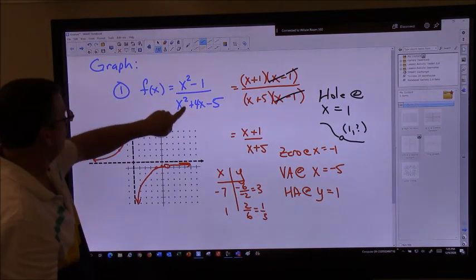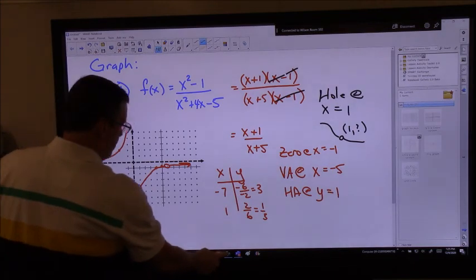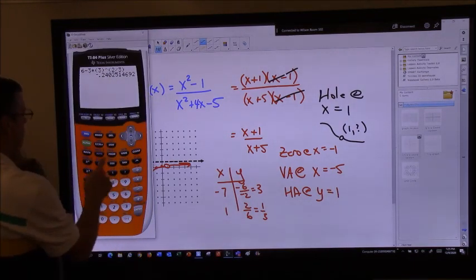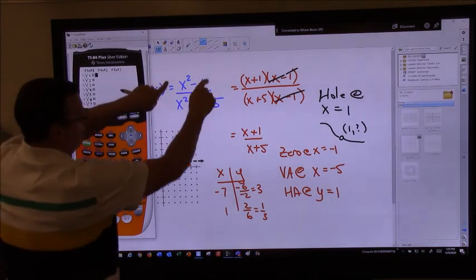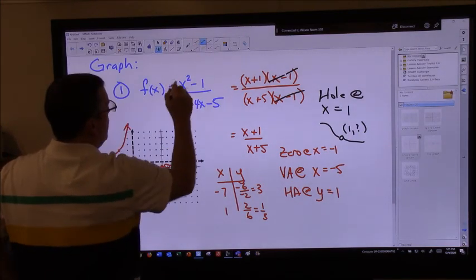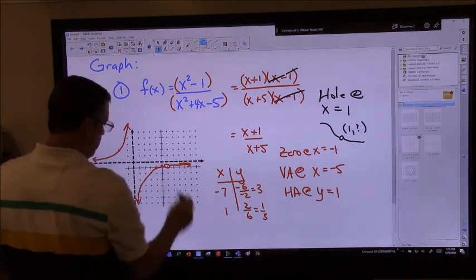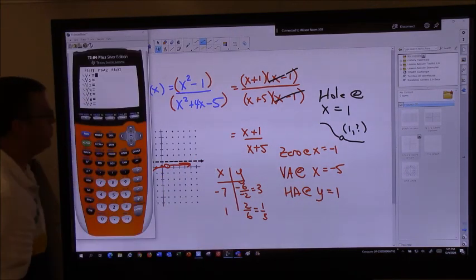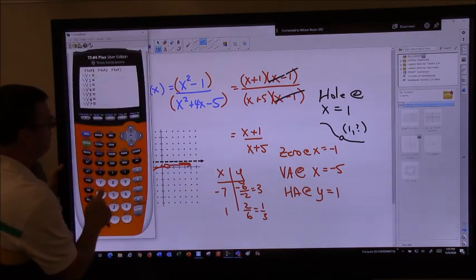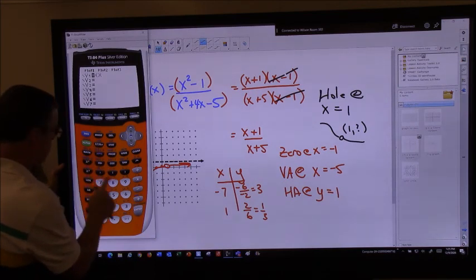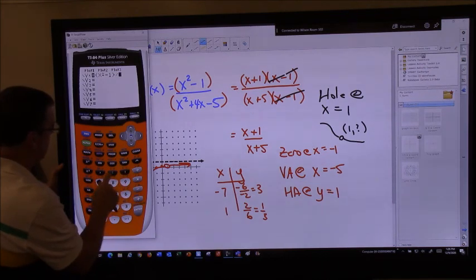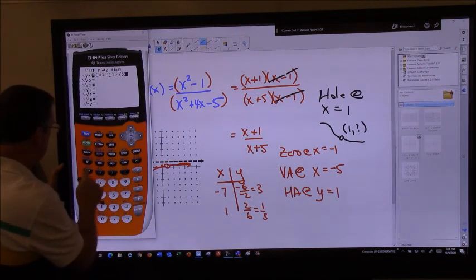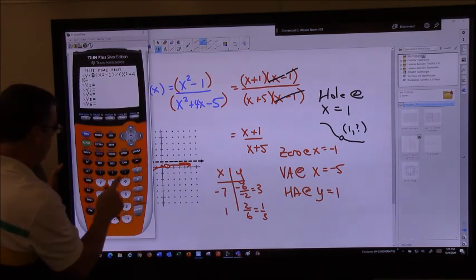Let's punch this equation into our graphing calculator. Okay? Clear that off. I'll go to y equals, and I got to put each of these in parentheses. Right? Anytime you graph something like this, you got to put your numerator and denominator into parentheses. So in parentheses, I've got x squared minus 1, close parenthesis, and then divide that by, in parentheses, x squared plus 4x minus 5.